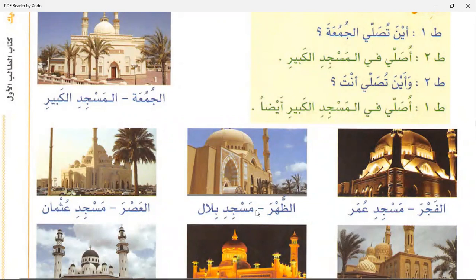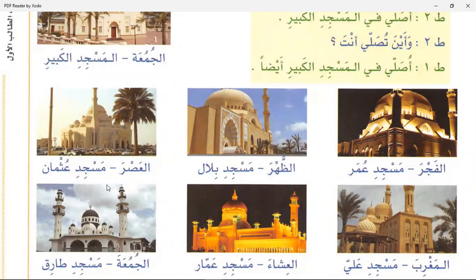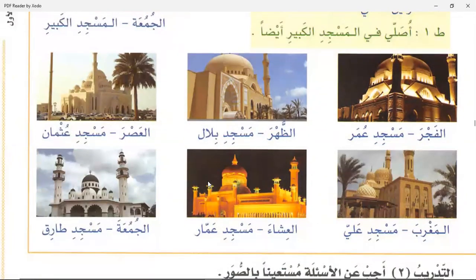Next. Aina tusalli zuhra? Usalli fi masjidi Bilalin. Wa aina tusalli anta? Usalli fi masjid Bilal aizan. Anyone else who wants to read? Okay, Miss Salva and Miss Satya, continue. No one else wants to read. Continue. Aina tusalli asra? Usalli fi masjidi Usman. Okay, now Miss Satya, you are the first student, and Miss Saima, you are the second student.